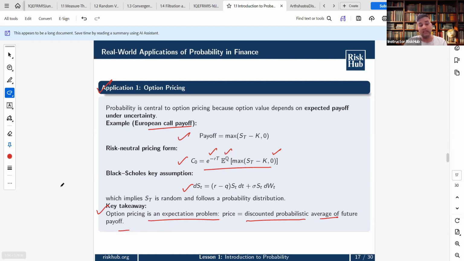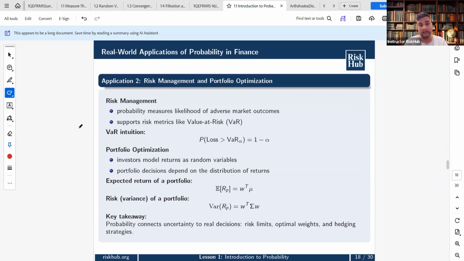Okay. Then we get into your slide number 18, risk management and portfolio optimization. Again, application 2: the slide connects probability to portfolio management. VaR: the slide gives you probability of loss greater than VaR is 1 minus alpha. Example, 95% VaR: alpha is equal to 95%, then probability of loss greater than VaR is 5%, meaning only 5% of scenarios are worse.